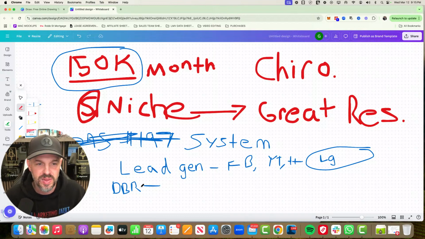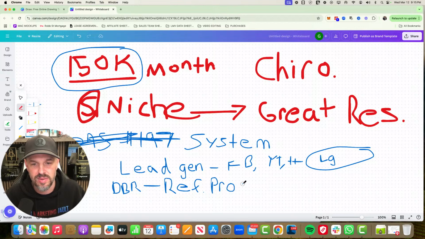I believe he doesn't call it that, because why would you tell a chiropractor we could do database reactivation? It's probably like a referral program. Okay, sounds a lot better. A referral program. Hey, why not offer your past clients a monetary value or a free adjustment or something to refer new patients to you, okay? That would be one way we can reactivate his database, is ask for referrals and then give them something in return for that.